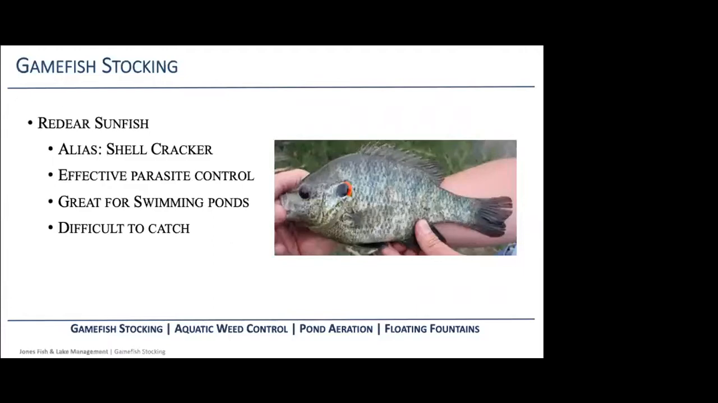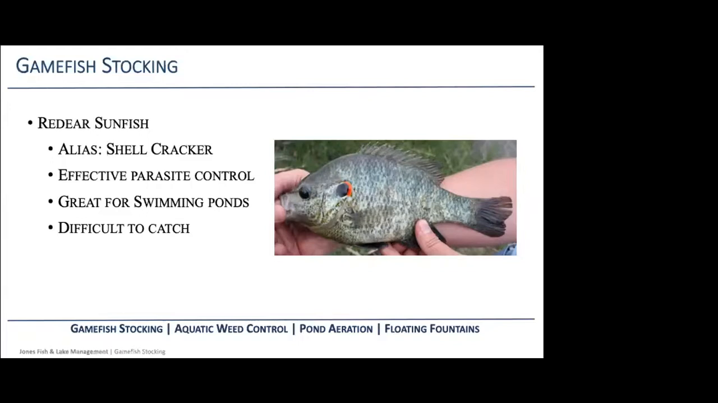Red-eared sunfish, also known as the shell cracker. These are mollusk eaters, so they're going to eat snails, all those sort of things that are going to have those shells around them, because they have these little teeth actually that can break open those shells, and they can get inside to the actual mollusk inside of there. Really good for parasite control if you have issues with grub species and things like that.